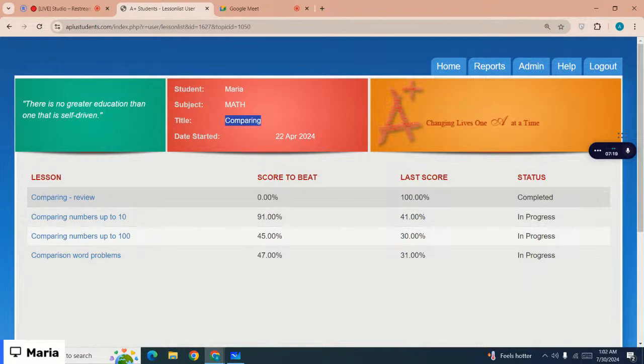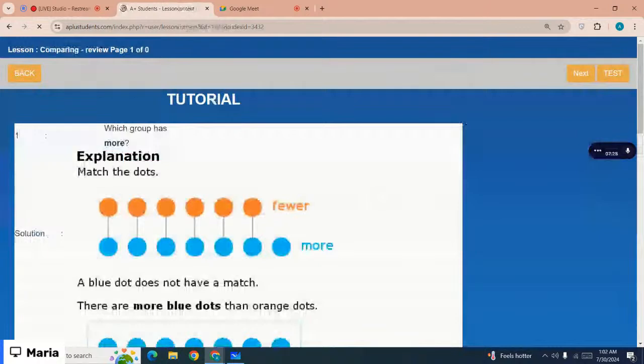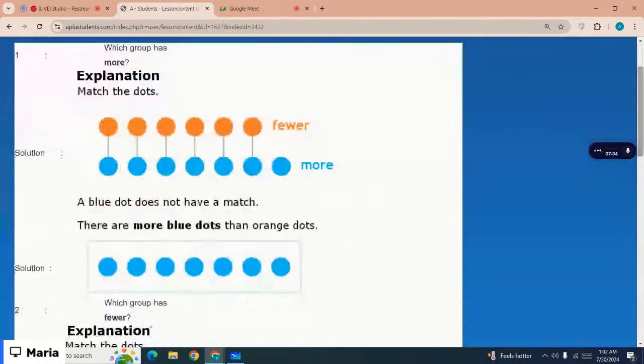So here I'm on grade 1 math. The chapter we're on right now is comparing. Let's just start with the first lesson, that is comparing review. Which group has more dots? Which group has more, right?